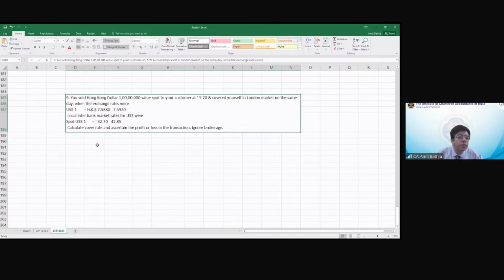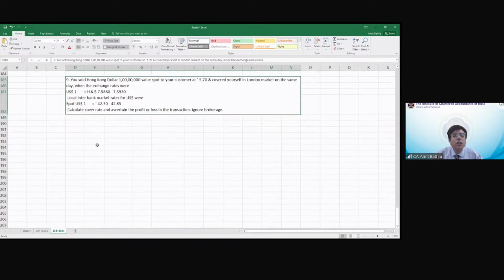Question number 9. You sold Hong Kong dollar 1 crore value spot to your customer at rupees 5.70 and covered yourself in London market on the same day when the exchange rates were US dollar 1 equals to Hong Kong dollar 7.5880 and 7.5920. Local interbank market rates for US dollar were spot US dollar 1 equal to rupees 42.70 and rupees 42.85. Calculate cover rate and ascertain the profit or loss in the transaction. Ignore brokerage.